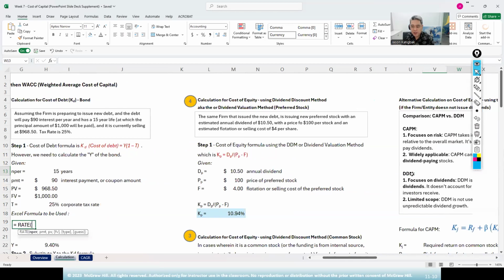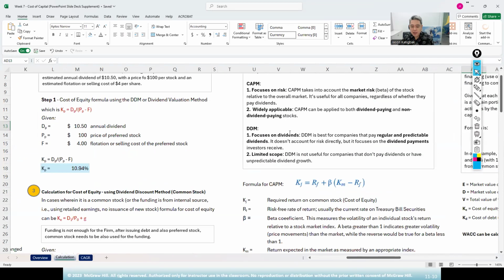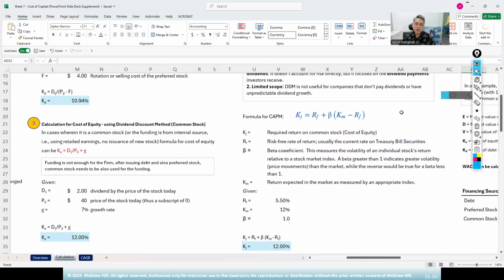So CAPM, let me make sure, the cost of equity is equal to the risk-free rate plus the beta times KM, which is the market rate or the expected return of the stock in the market, minus the risk-free rate. Yeah, which is actually here.